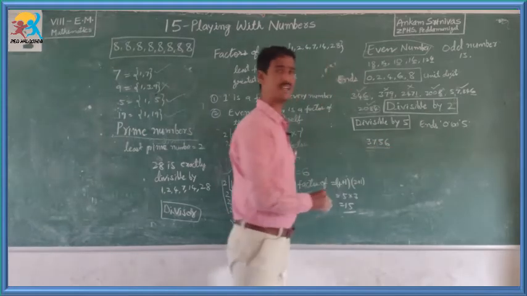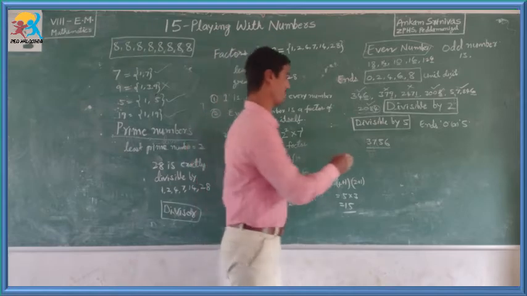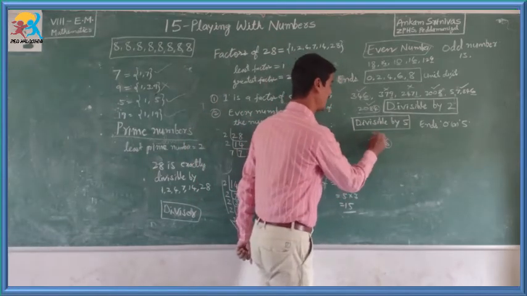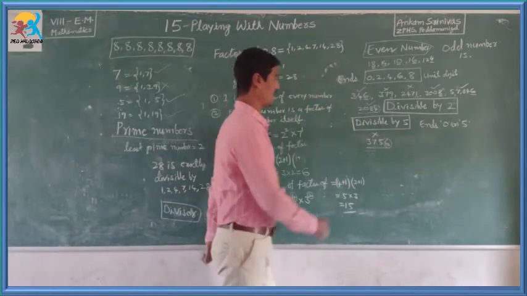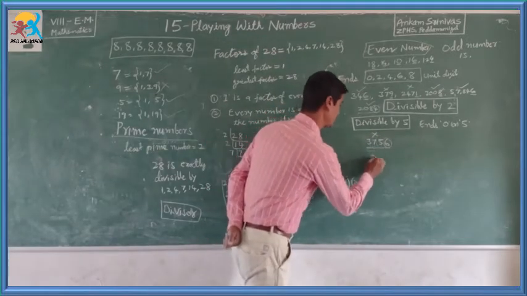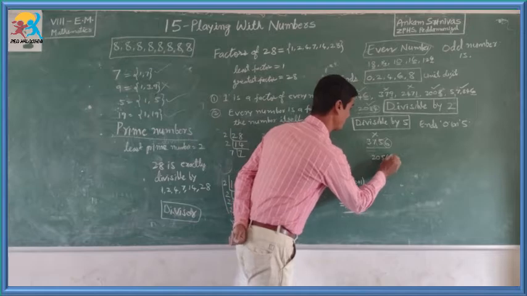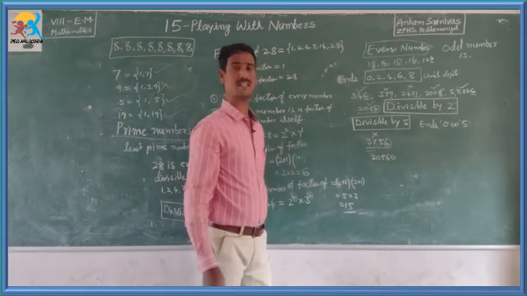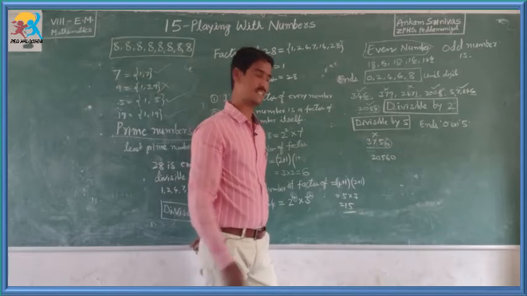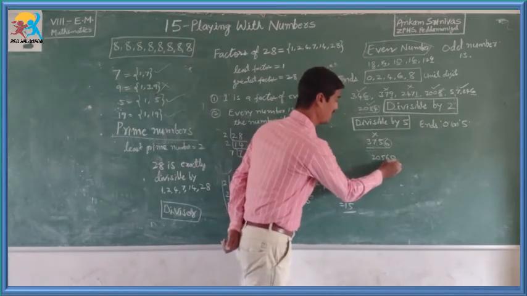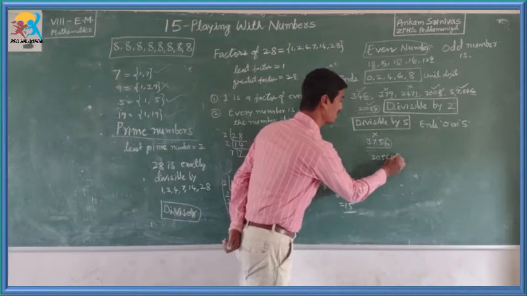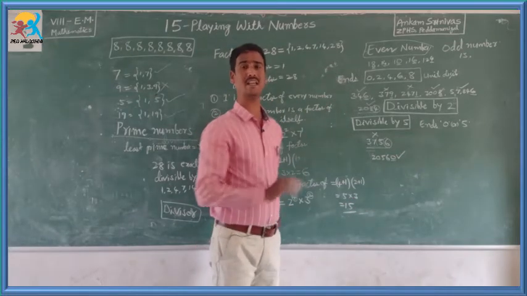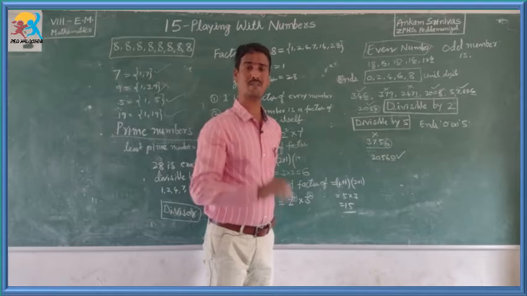Is it divisible by 5? No. Why? It does not end with 5 or 0. So not. What about 20,560? Is it divisible by 5? Yes, because the unit digit is 0. So yes, it is divisible by 5. Very easy, you can identify the numbers which are divisible by 5.